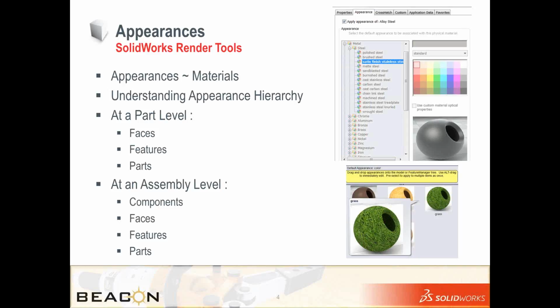At a part level, faces are the supreme. Faces override features, features override parts. At an assembly level, components are the supreme. Components override faces, faces override features, features override parts. At this point, I'm pretty sure that it doesn't make any sense to you, but just hang on till we get into the product hands-on, so that you'll get to know what it's all about. But just to put it on the slide, I have both the hierarchies here.